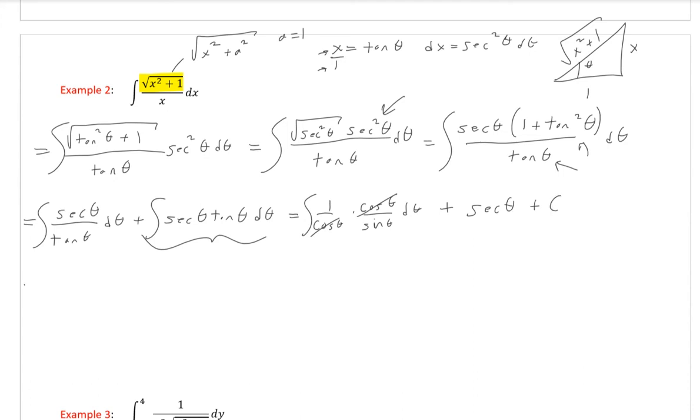And so now what I have is the integral of cosecant of theta, or 1 over sine d theta, plus the other piece we already solved for. So plus secant theta plus c. And now the integral of cosecant theta, that will give us the natural log of cosecant theta minus cotangent of theta. That one you may need to look up. Plus secant of theta plus c. Also, these x's should be thetas. Sorry.